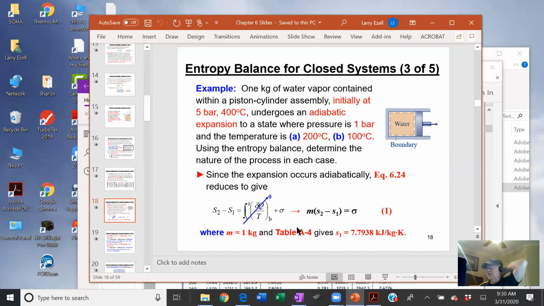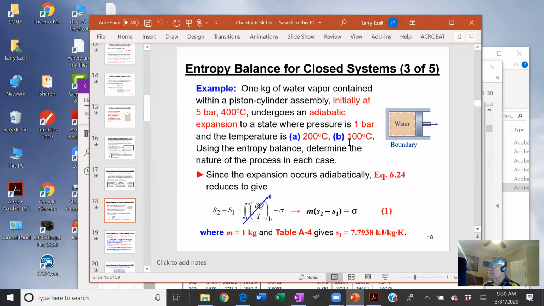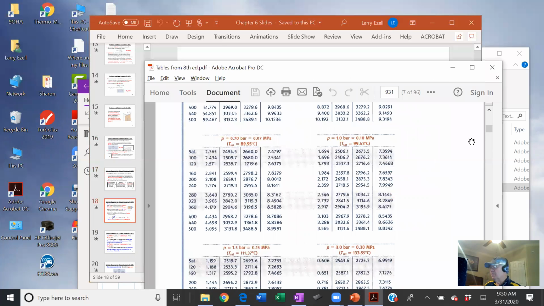Now let's look at what happens if we go to 100 degrees. So now let's go find S2 at 100 degrees. Let's tab over to that, 100 degrees. Did it say what the pressure was? 1 bar, 100 degrees, okay. 100 degrees, 1 bar, 7.3594 is what I see right there.